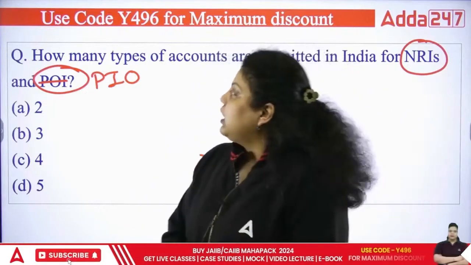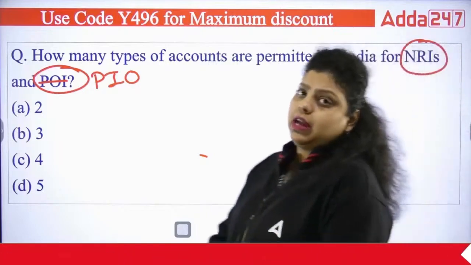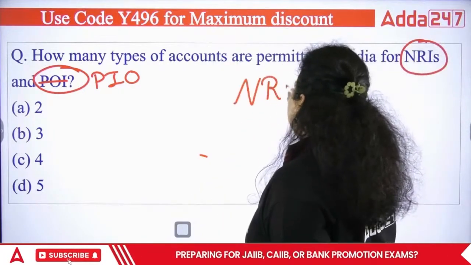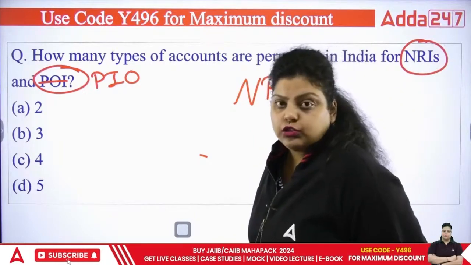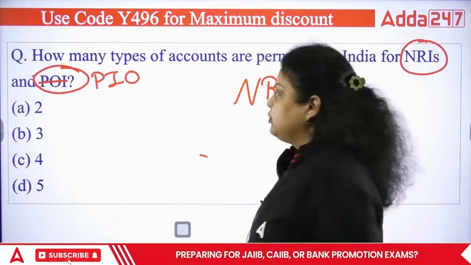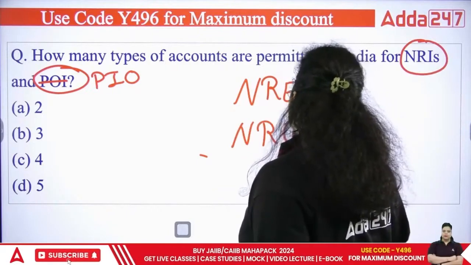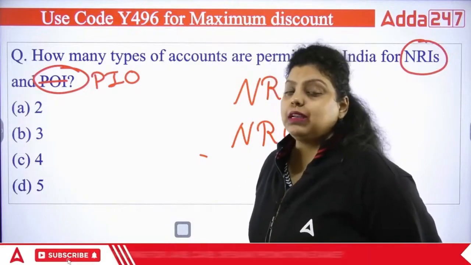Okay. So now, how many types of accounts are permitted in India for the NRIs and PIO? First of all, we have the non-resident external account, in which CASA RAFA accounts can be opened, but in Indian currency. It will be opened by NRI and PIO. Second, the NRO account, non-resident ordinary account. It will be opened in the form of CASA RAFA, and in Indian currency.